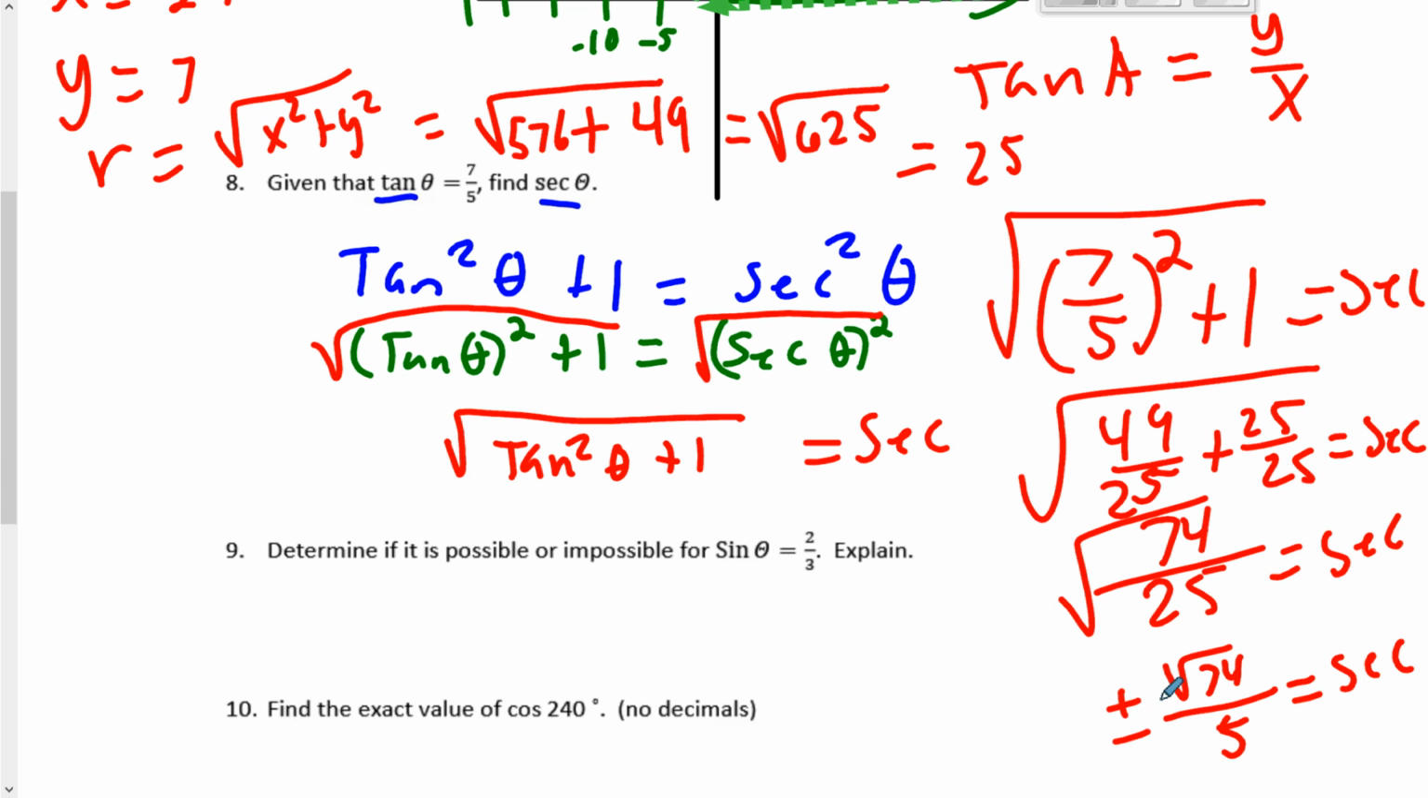Okay. All right. Now determine if sine of 2/3 is possible. Well, remember our range, sine and cosine both go from -1 to +1. So does this answer fit in between? Yes. It's possible.